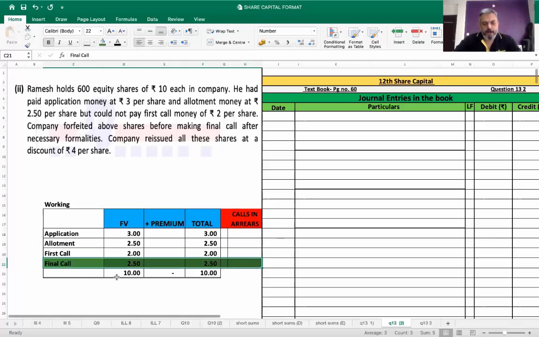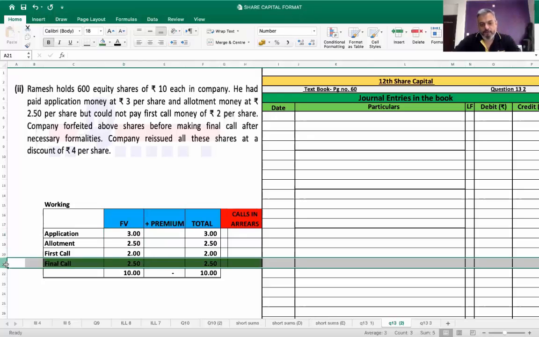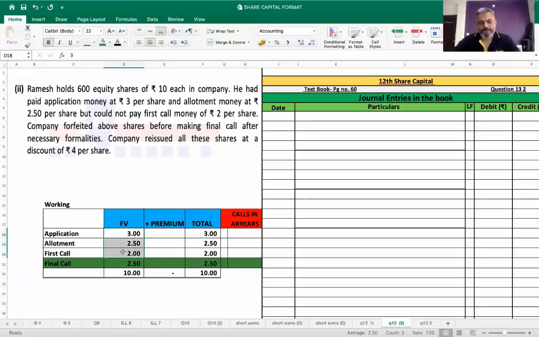So far, how much amount we have called up? We have called up 3, we have called up 2.5 and we have called up rupees 2. So total called up is 7.5. तो अभी तक हमने हमारा कैपिटल से 7.5 से ही रेज किया है या क्रेडिट किया है. Now 600 shares के ऊपर we did not receive the first call. So I'll highlight this.